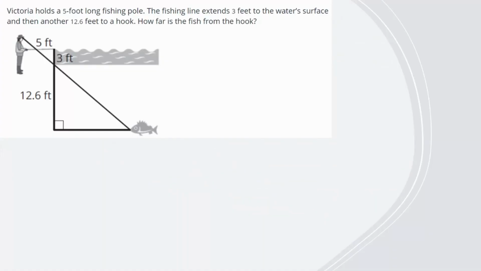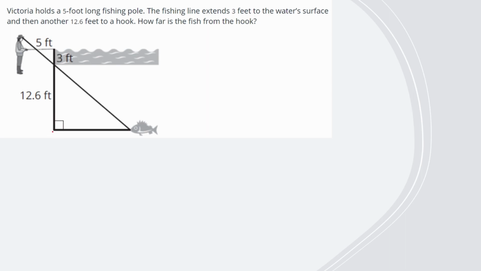Our first question, once again, we're dealing with similar triangles, and this is going to bring up the ratios that create proportions, which just means two ratios that are equal to each other. It says Victoria's holding a 5-foot long fishing pole. The fishing line extends 3 feet to the water's surface and another 12.6 feet to the hook. How far is the fish from the hook?